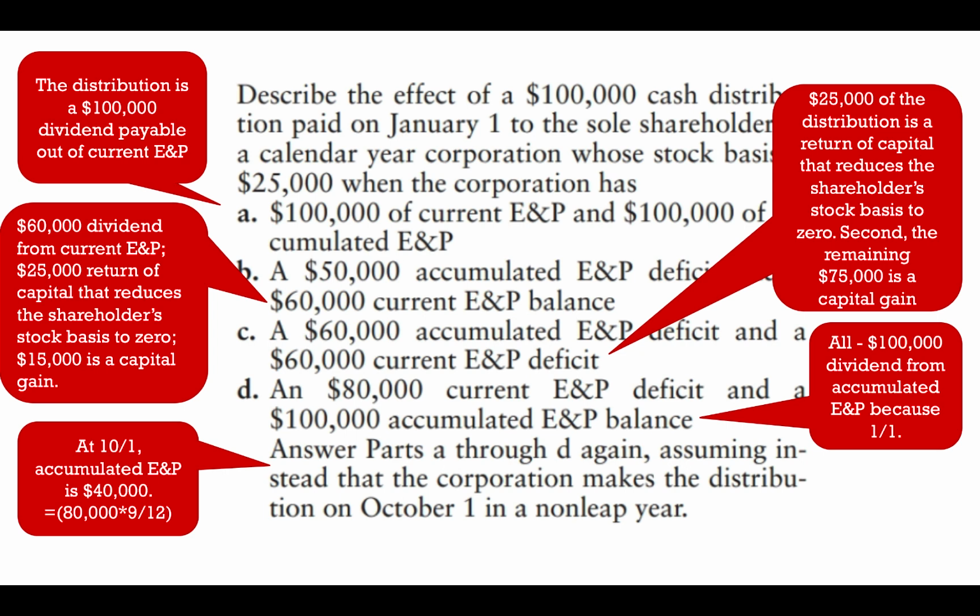How did I get that? Well, at October 1, 9 of 12 months have passed. And we know for all of this year, we had an $80,000 current earnings and profits deficit. As of October 1, $60,000 of that deficit has happened. So we subtract $60,000 from $100,000 of accumulated earnings and profits, leaving $40,000. It means $40,000 is a dividend, $25,000 is going to be a return of capital, and the remainder is going to be a capital gain.